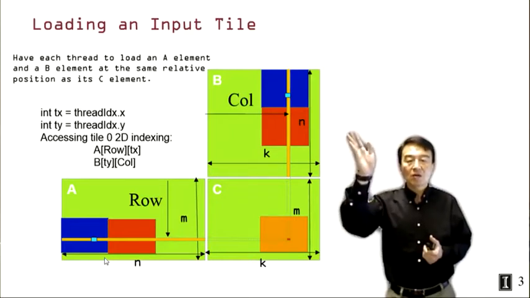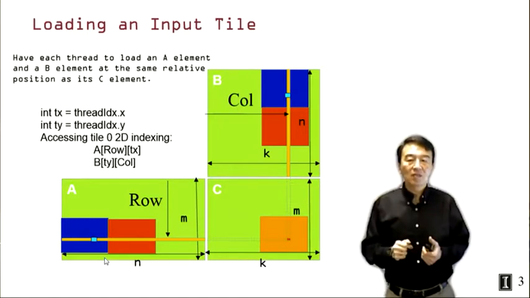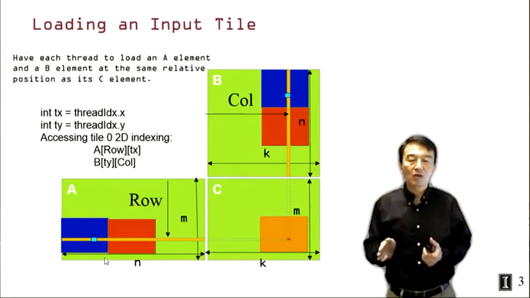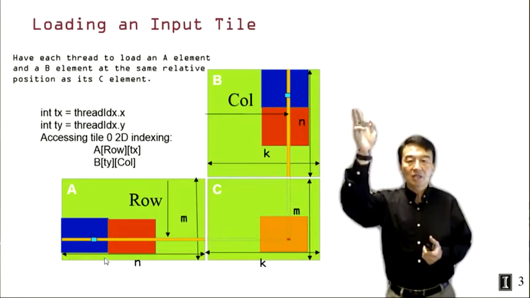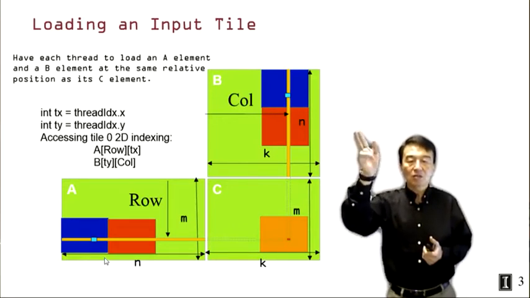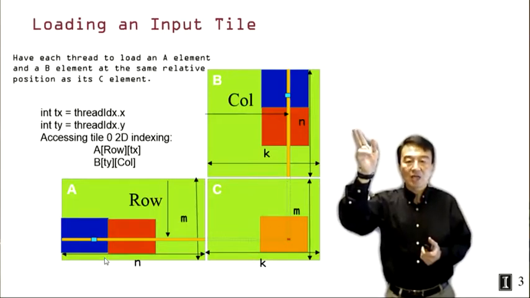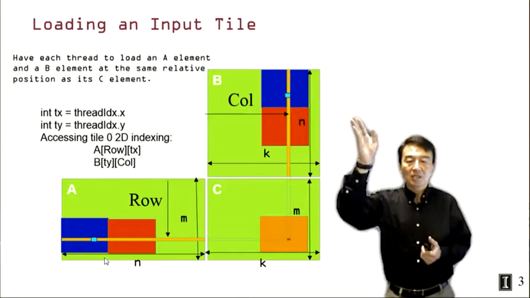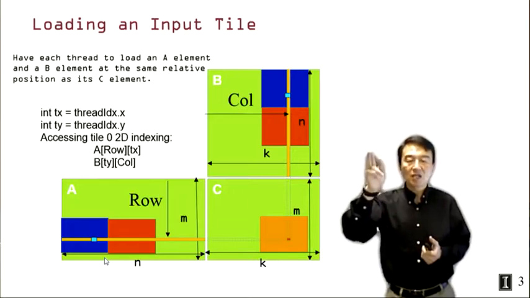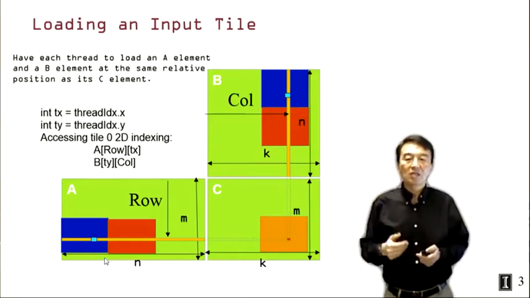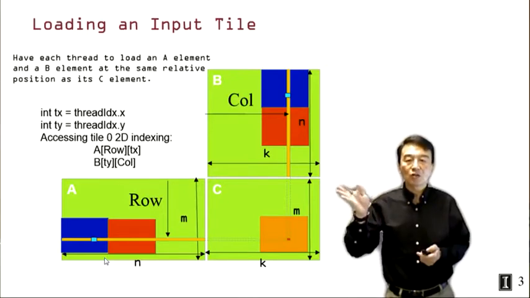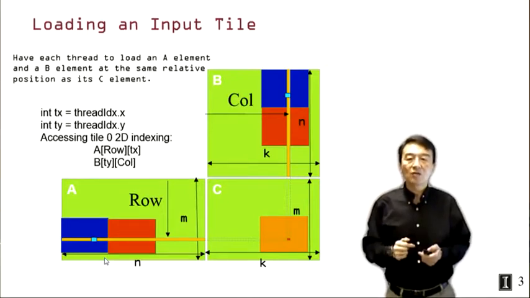Now, when we look at the B element, the Y index, or the vertical direction index, is going to be determined by threadIdx.y, but the horizontal index is going to be the same as the C element, which is COL. So this gives us the index calculation for loading tile 0.